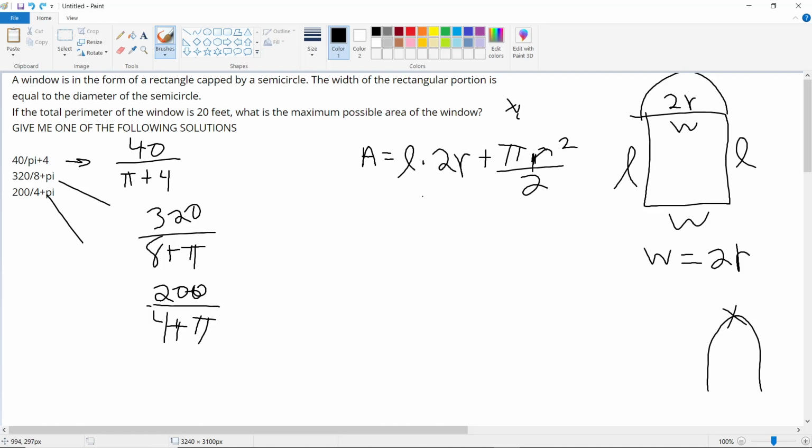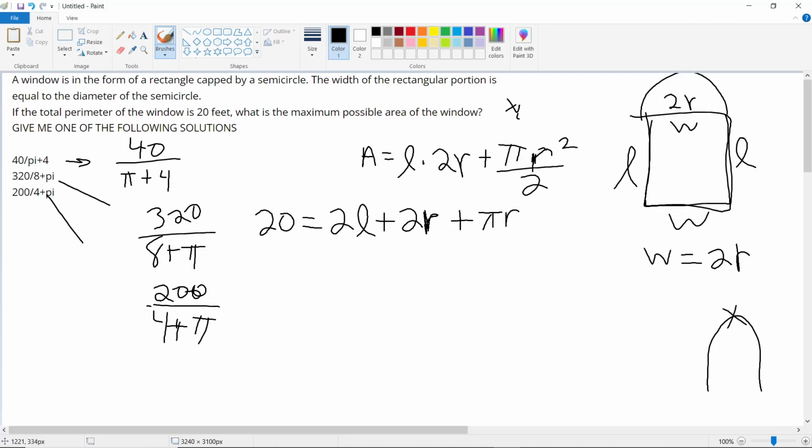But I've got this L in here. I've got to replace that L, so I can use a perimeter formula to do that. The perimeter is 20 equals the perimeter of this part of the rectangle, 2L plus W, and the W is 2r, the width of the rectangle equals 2 times the radius of the circle, plus the perimeter of a semicircle. Well, the perimeter of a circle is 2 pi r, so the perimeter of a semicircle is just pi r.